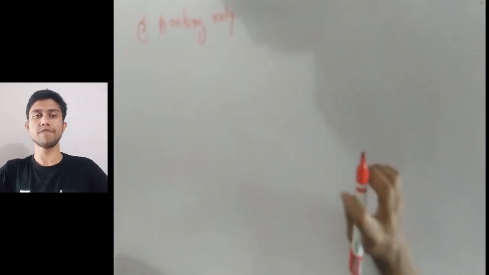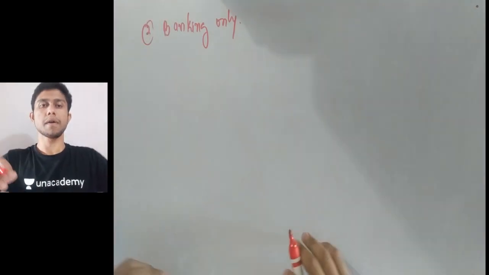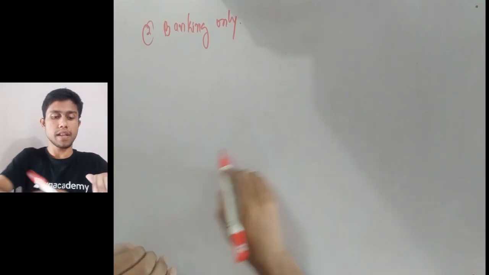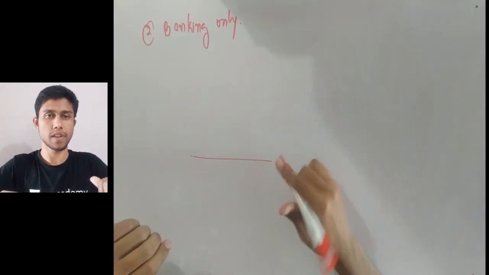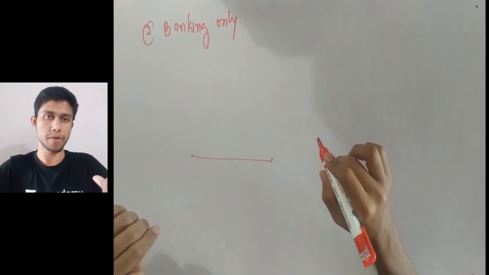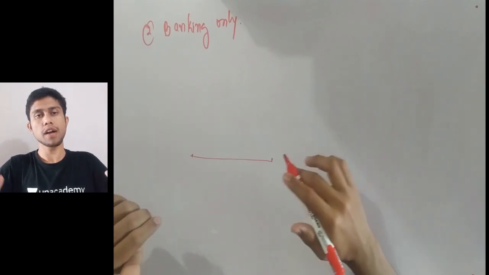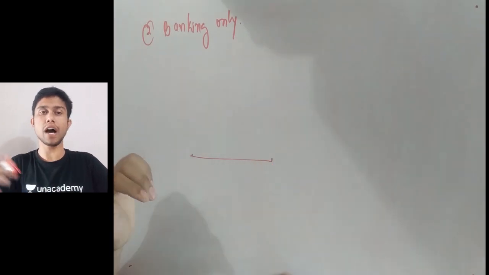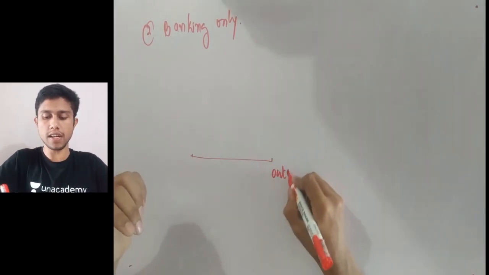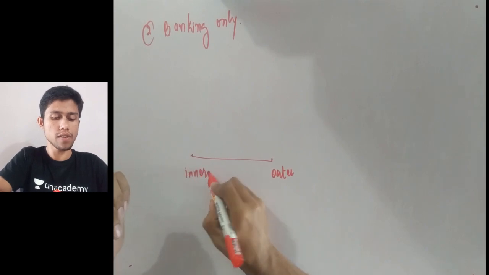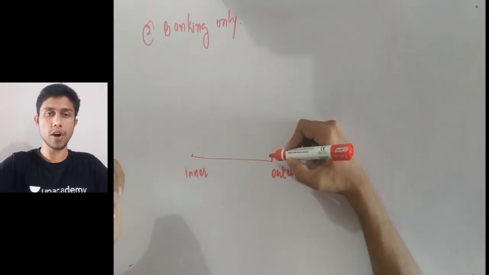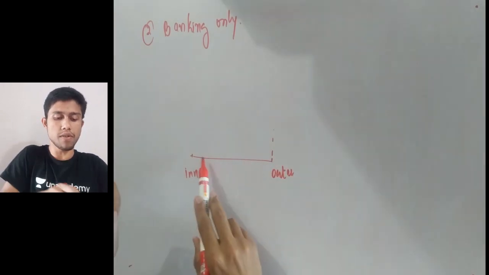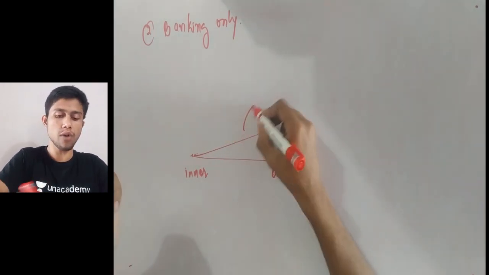So what is banking first of all? Suppose this is a road. This is a normal road, but now I'll bank this road. What does banking mean? I'll tilt one side, the outer side. This is the outer side of the road and this is the inner side. I'll push the outer side of the road a little above, so this will be a new road.